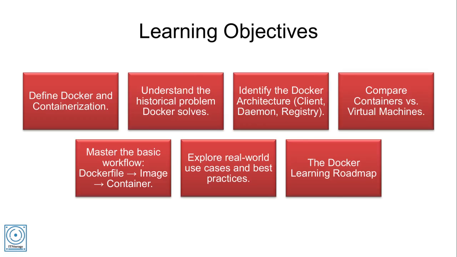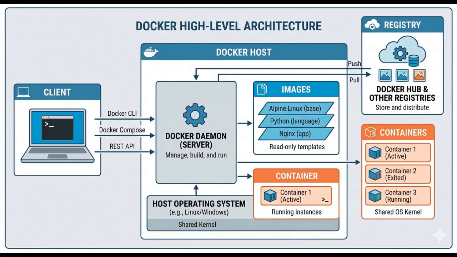By the end of this session, we will have moved beyond just basic definitions to a deep practical understanding of the Docker ecosystem. We will start by defining containerization and revisiting the historical dependency hell, the very problem Docker was engineered to solve. From there, we will deconstruct the Docker architecture, looking under the hood at how the client, daemon, and registry interact at the brain of the system.